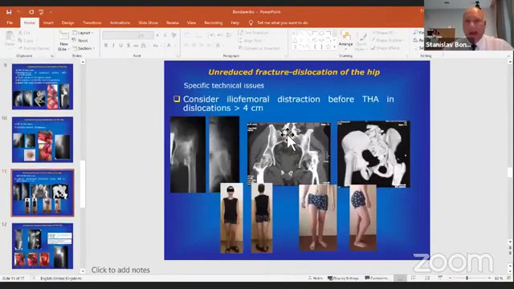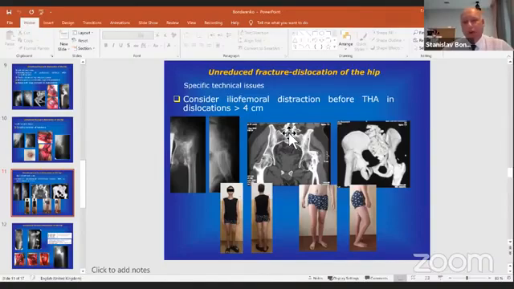In cases when we have post-traumatic dislocation of the proximal femur, we should consider a two-stage technique, which was developed in our clinic. First stage, like in this case, you can see a young patient after trauma with ankylosis and dislocation of the proximal femur and ankylosis at the level of the ilium.